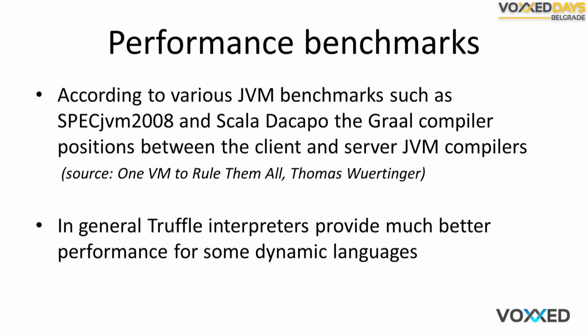The client compiler, as you know, provides faster startup time, but slower optimizations during execution. And the server JVM compiler provides more optimizations during the startup of your application and faster execution of your application. And the Graal compiler positions somewhere in between the two.